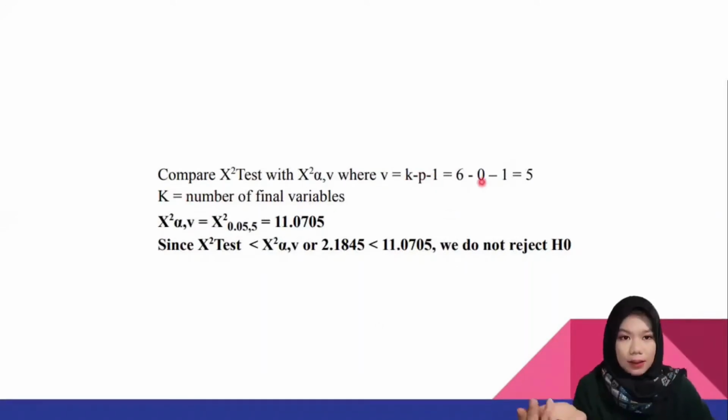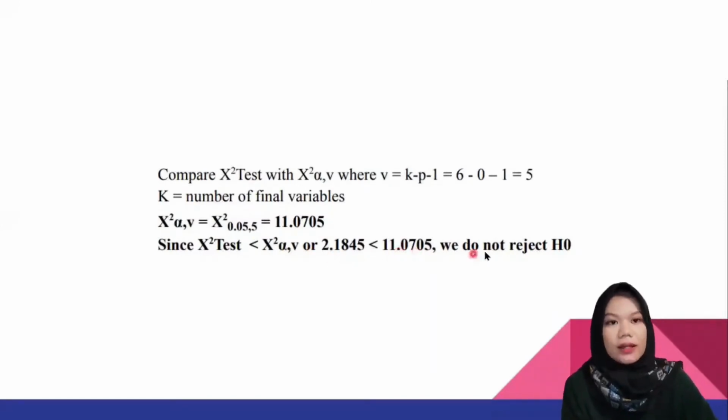From the last table, we got the variable total is 6, so we put 6 and the P is 0, so 6 minus 0 minus 1 is 5. And then we put all into this one, and then we get this value. So the chi-square test is less than the chi-square significant value, 2.1845, so we do not reject the H0.